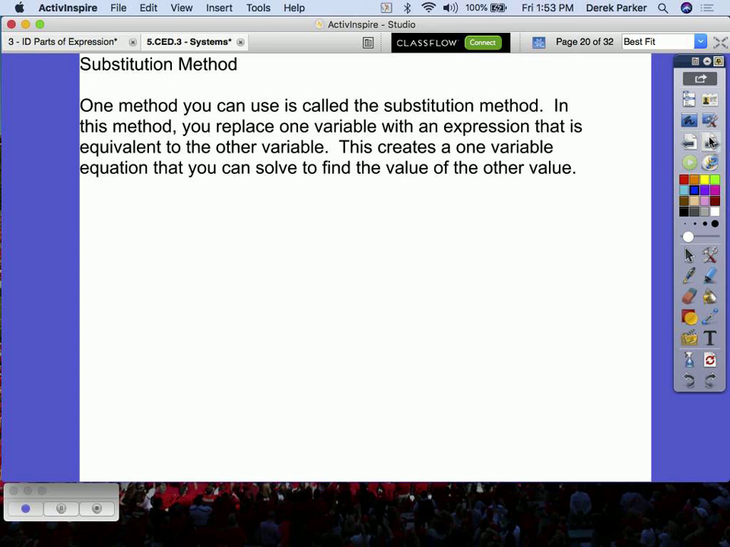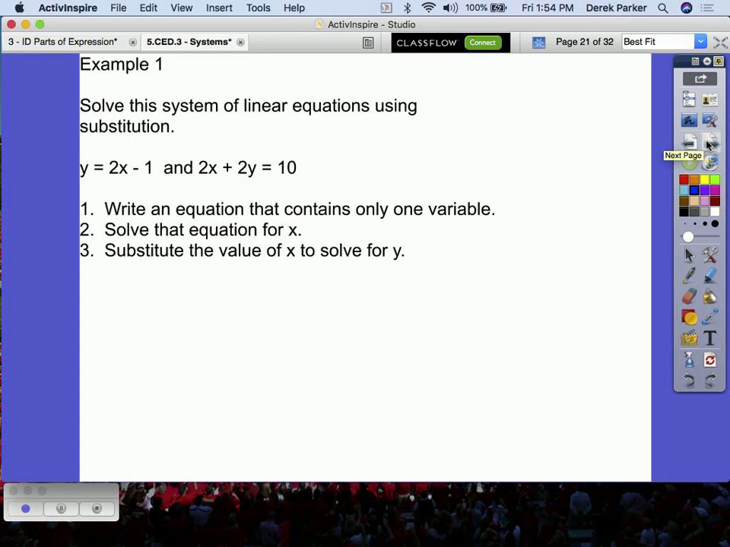So one method you can use is called the substitution method. In this method, you replace one variable with an expression that is equivalent to the other variable. This creates a one variable equation that you can solve to find the value of the other variable. For example, I have y equals 2x minus 1 and 2x plus 2y equals 10.